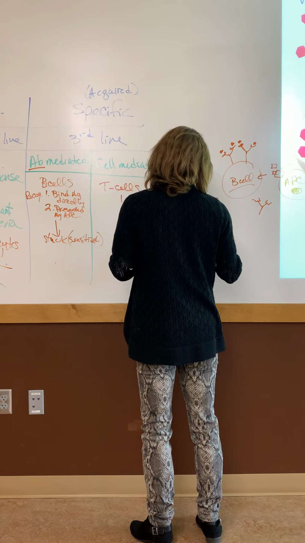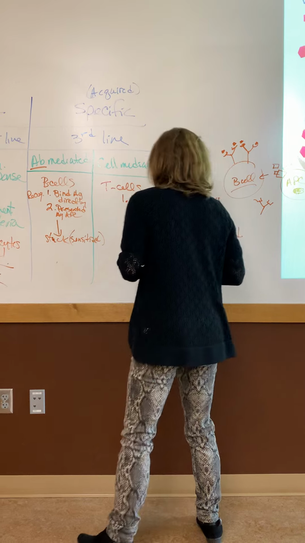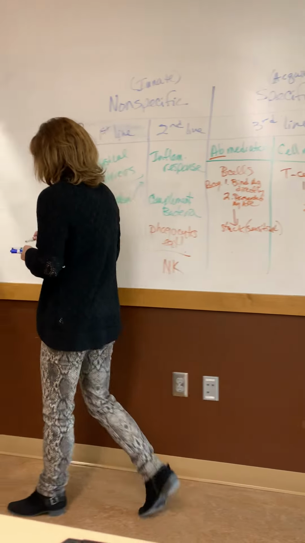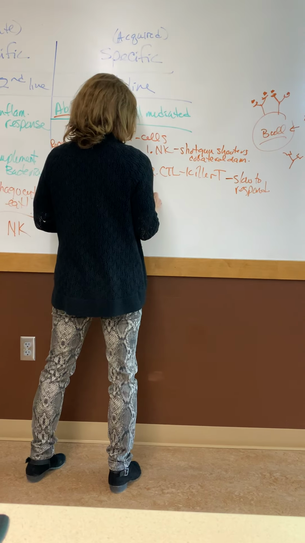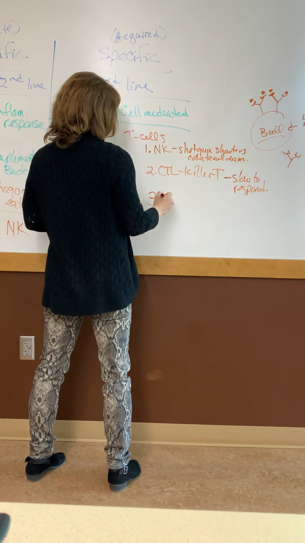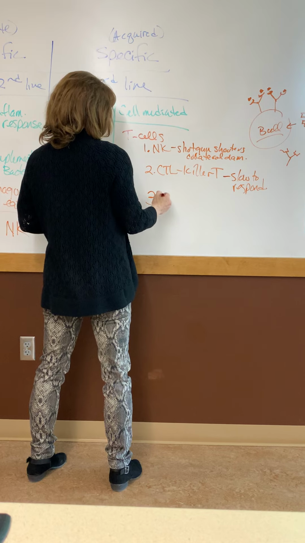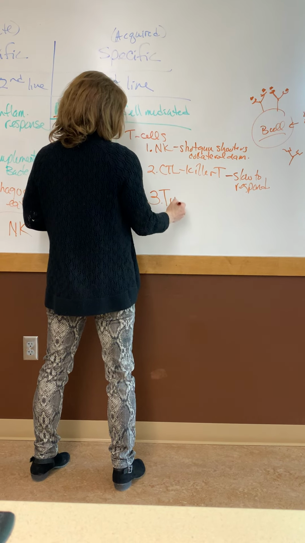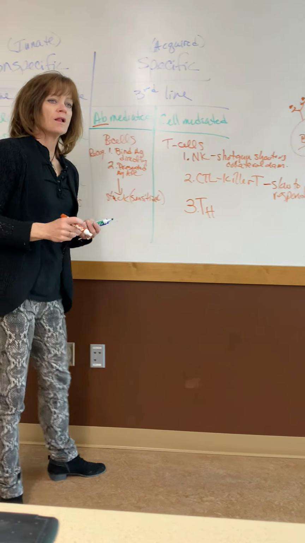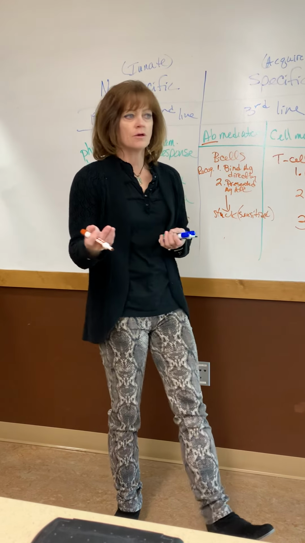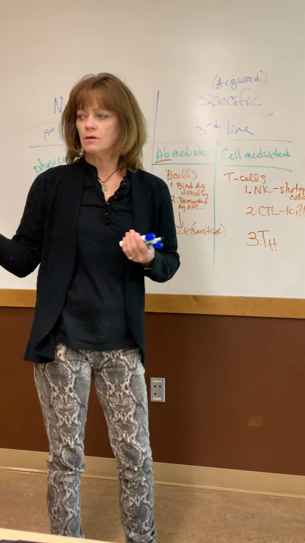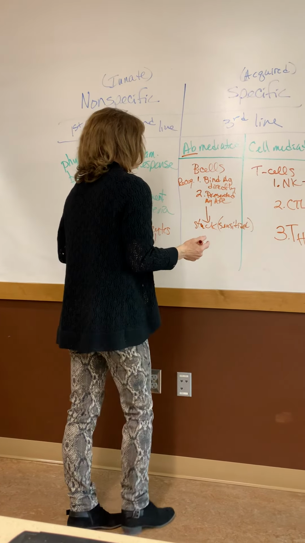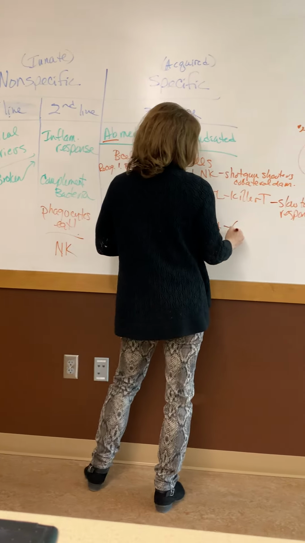Why? Because they have to be told to go by somebody. And who is that somebody? The general, which is the helper T. So the helper T cell is the one who's going to tell the killer T, or the CTL, go out and look for virally infected cells and kill them, please. Helper T cell is the general.